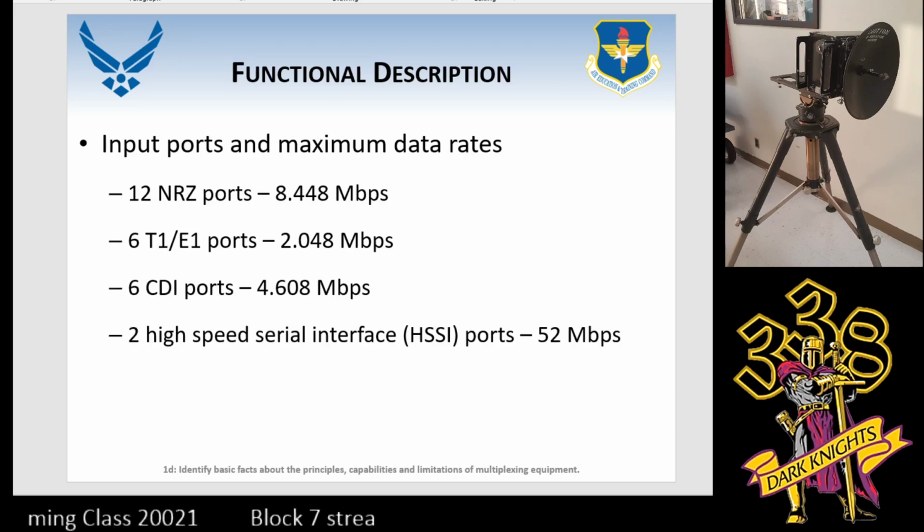The input ports and maximum data rates for the NSM: you have 12 NRZ, 6 T1E1 ports, 6 CDI, and 2 HISI. These are the associated data rates with those ports, and when I said we'll talk about the maximum output data rate being 52 meg, that's displayed right here. So your two high-speed serial interface ports are going to give you the capability to transmit at 52 meg. And these data rates are per port, not combined total.